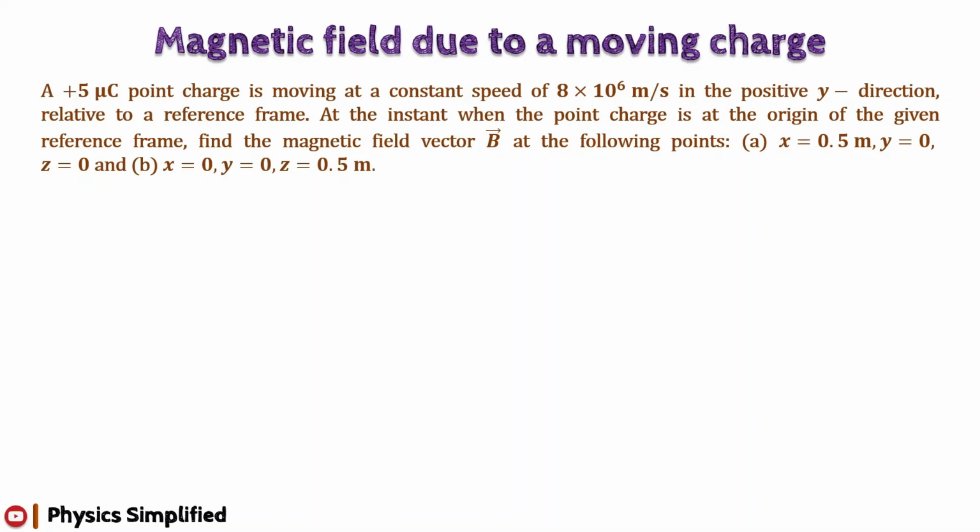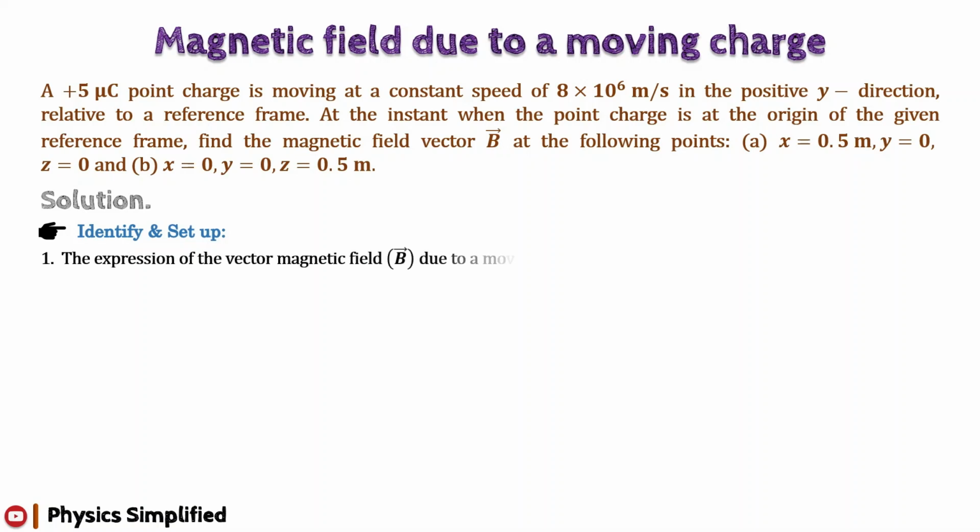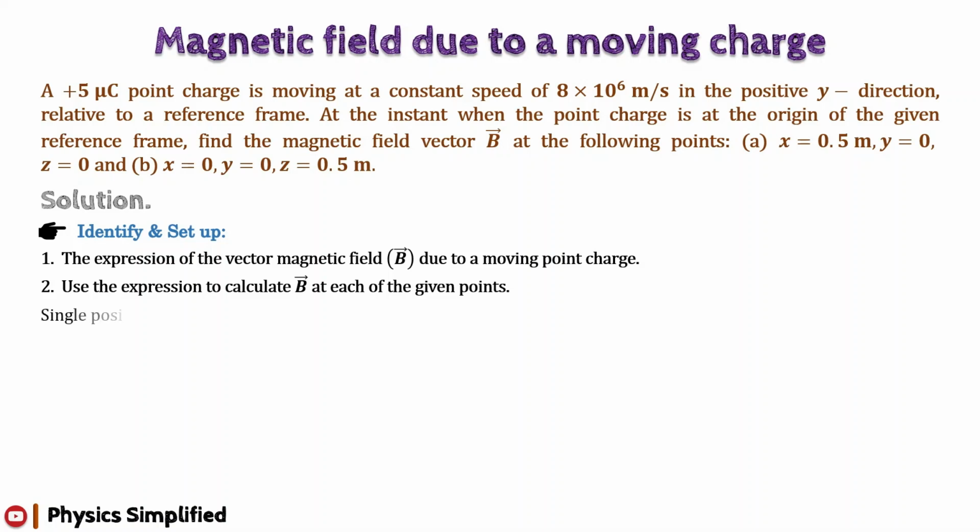Before we start solving the problem, first we will identify and set up the necessary equation required to solve this problem. To solve these types of problems, we need the expression of the vector magnetic field, that is, vector B, due to a moving point charge. Once we have this equation, we will then use it to find the magnetic field vector at each of the given points. Suppose we have a single positive point charge, Q, which is moving with a constant velocity, v.